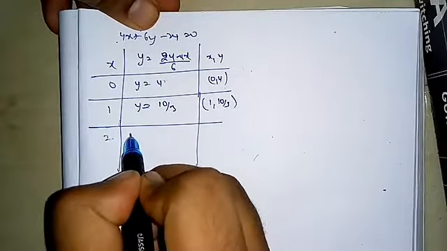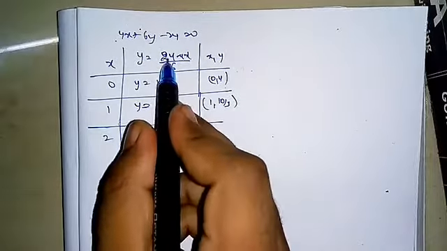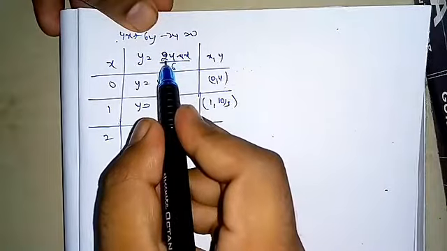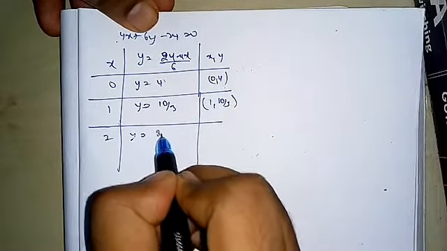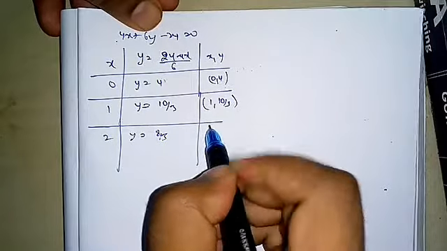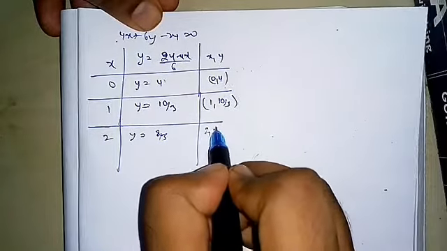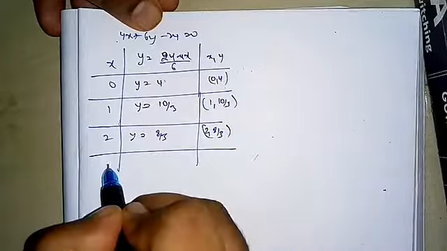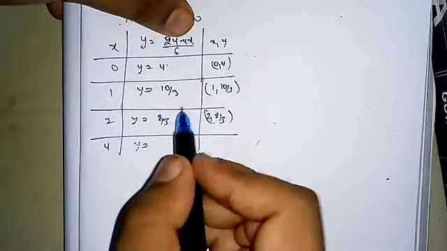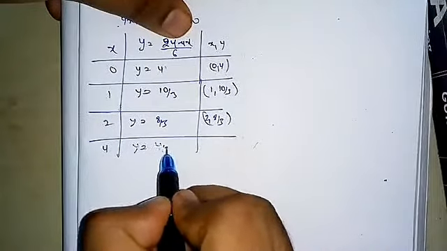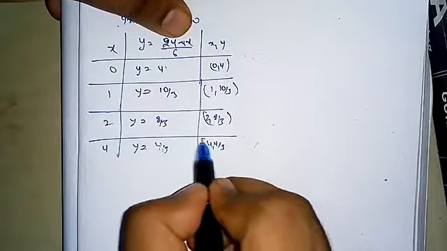For x equal to 2, y will be 24 minus 8 is 16 by 6 is 8 by 3, so it will be 2 comma 8 by 3. Next, for x equal to 4, y will be 24 minus 16 is 8, 8 by 6 is 4 by 3, 4 comma 4 by 3.